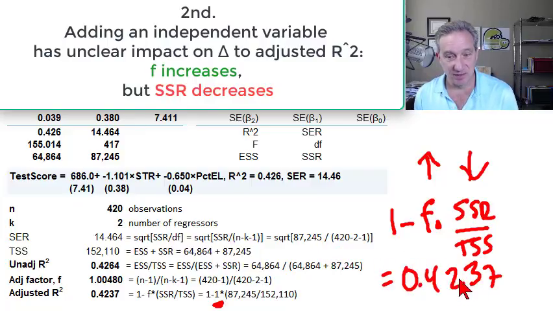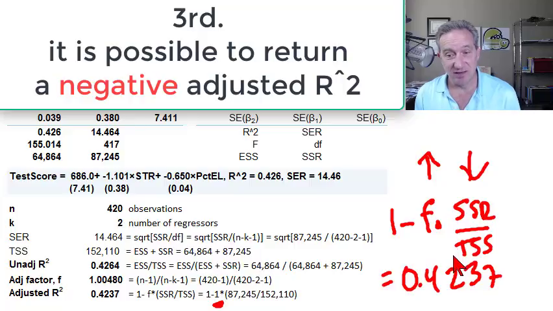And then thirdly, it happens to be the case that the adjusted R squared could be negative. So I hope that's helpful. Thanks.